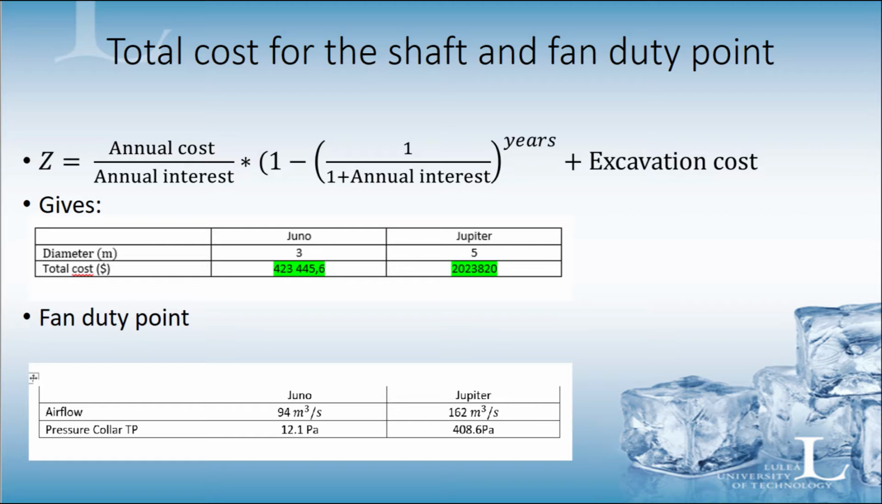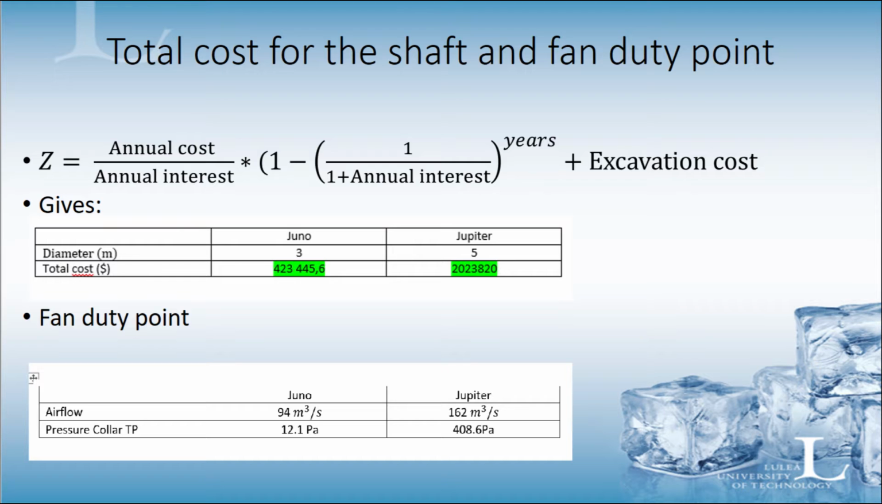For Juno, the optimal diameter is 3 meters and the cost is 423,446 Australian dollars. For Jupiter, the optimal diameter is 5 meters at a cost of 2,023,820 Australian dollars. In Juno, this gives a fan duty point where the flow is 94 cubic meters per second and a pressure of 12.1 Pascal.